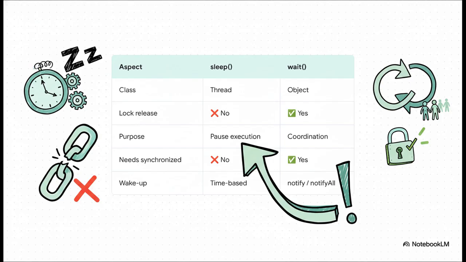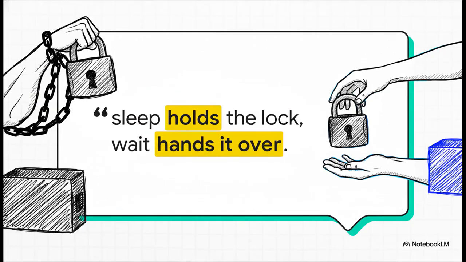But again, the absolute number one game-changing difference comes down to the lock. And this right here is the golden nugget, the key takeaway. Sleep holds the lock, wait hands it over. Say that again. Sleep holds the lock, wait hands it over. If a thread is in a synchronized block and calls sleep, it falls asleep, but it keeps a death grip on that lock. No one else can get in. But if it calls wait, it releases the lock on its way into the waiting room, letting another thread come in and take its turn. It's a fundamental difference in behavior.